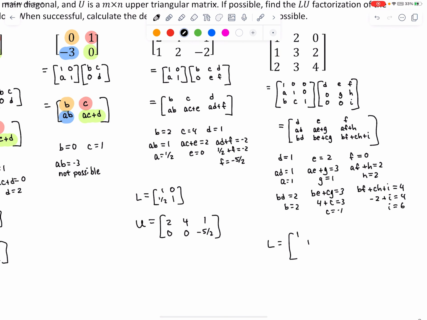L will be 1s on the main diagonal, 0s above the main diagonal, and then A was 1, B was 2, and C had to be -1. And our upper triangular matrix, also a 3 by 3: D was 1, E was 2, F was 0. Then we had a 0 in the 2, 1 position. G is 1, H is 2, and then a 0 and a 0 again, and then the final entry was I, which is 6. And I leave it to you to verify that when you multiply L times U, you will get the original matrix.